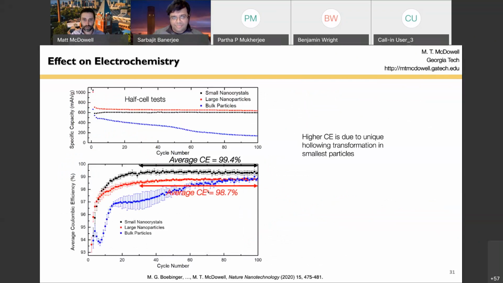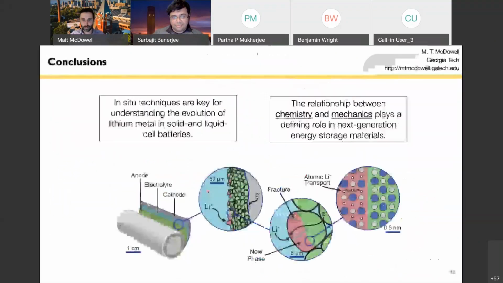All right, so I will end there. That's the last story. There are two things that I hope I demonstrated. The first thing is these in situ and operando type experiments where we visualize reaction mechanisms are quite important, and they can inform engineering decisions about battery materials. The second thing, which is just more and more important as time goes on, is that the relationship between chemistry and mechanics is, of course, critical in these high capacity and next generation batteries.